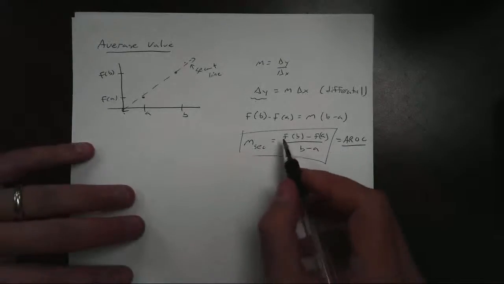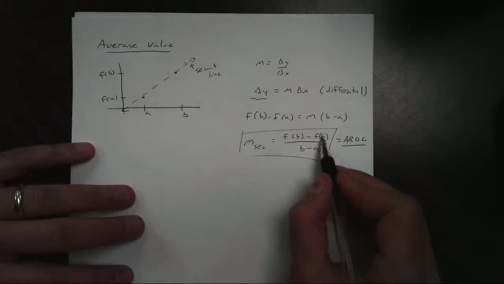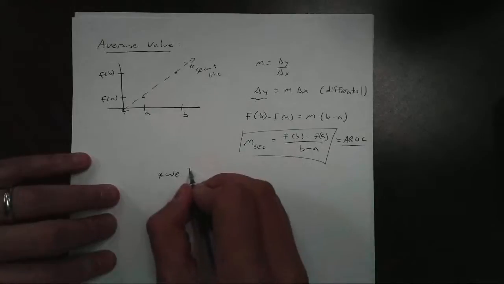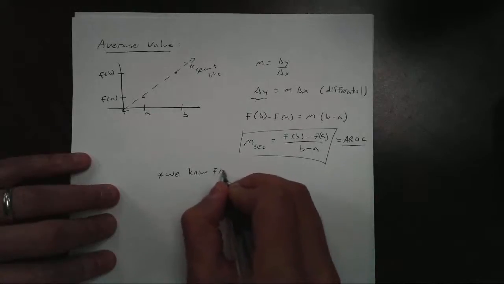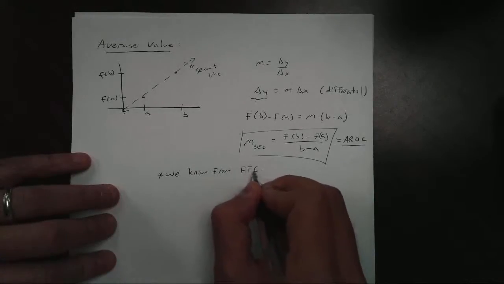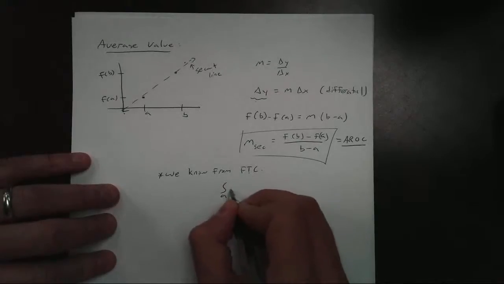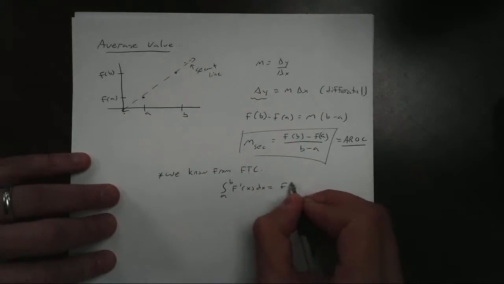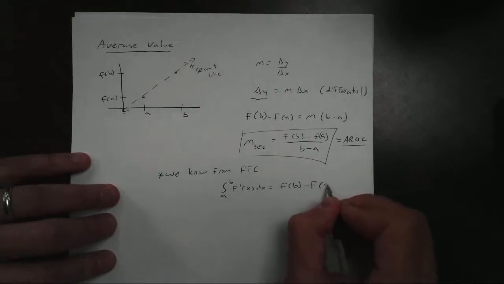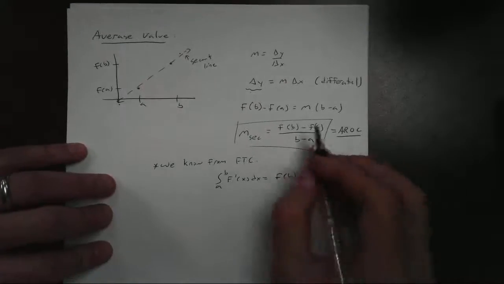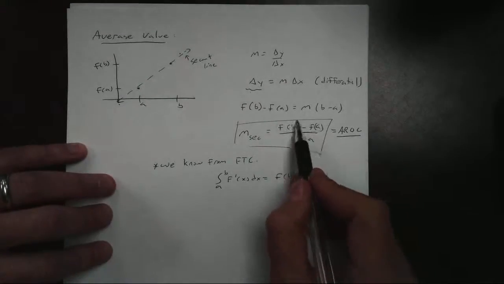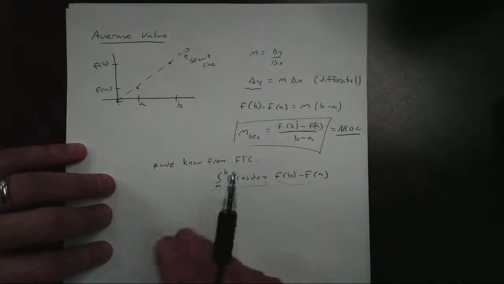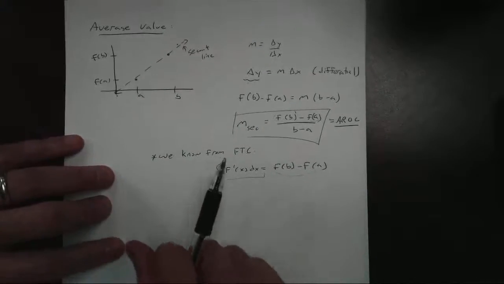What I want to focus attention on is the top part, this f of b minus f of a. Now, we know from the FTC, the fundamental theorem of calculus, that the antiderivative, the area under the derivative curve from a to b, is f of b minus f of a. Take a look. The difference in my values is the area under my derivative curve.